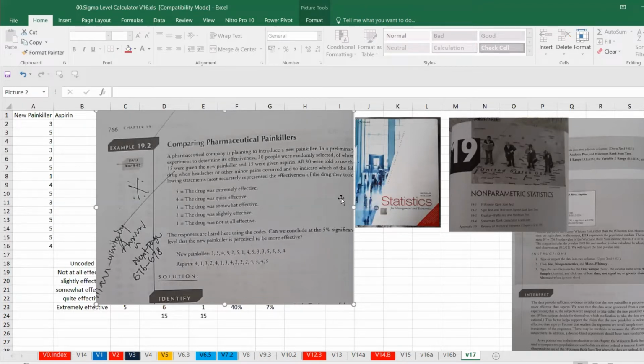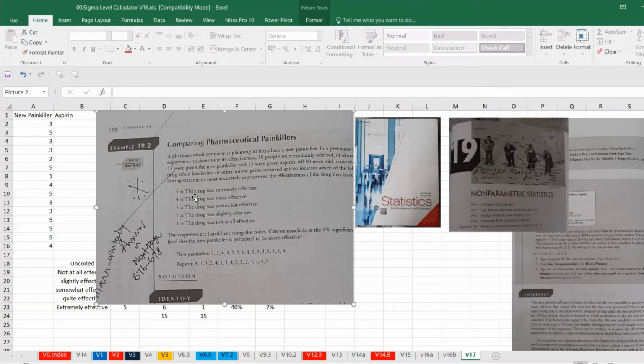A pharmaceutical company is planning to introduce a new painkiller. In a preliminary experiment to determine its effectiveness, 30 people were randomly selected, of whom 15 were given the new painkiller and 15 were given aspirin. All 30 used the drug, that means the tablet, when a headache or any other minor pain occurred, and were asked to indicate which of the following statements most accurately represented the effectiveness of the drug they took.